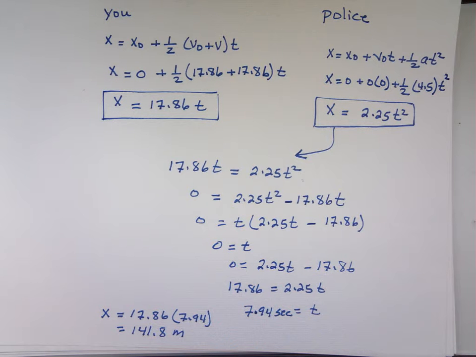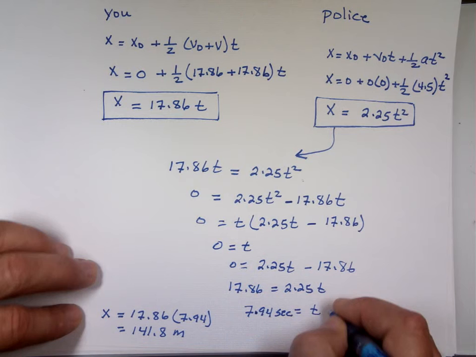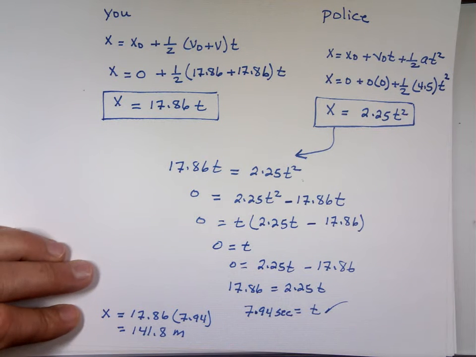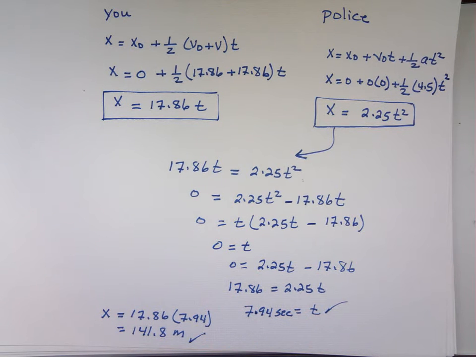So this is the time. How long is it going to take the police car to catch up to you? This is the distance. How far is it going to take them to catch up to you? 141 meters. Can we find now what the speed of the police car was when they caught up to you?